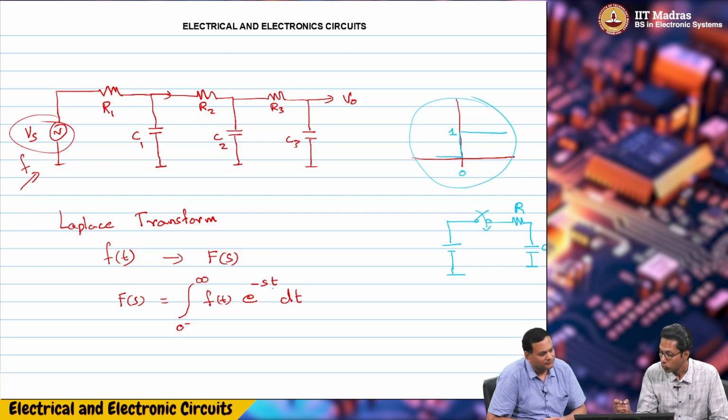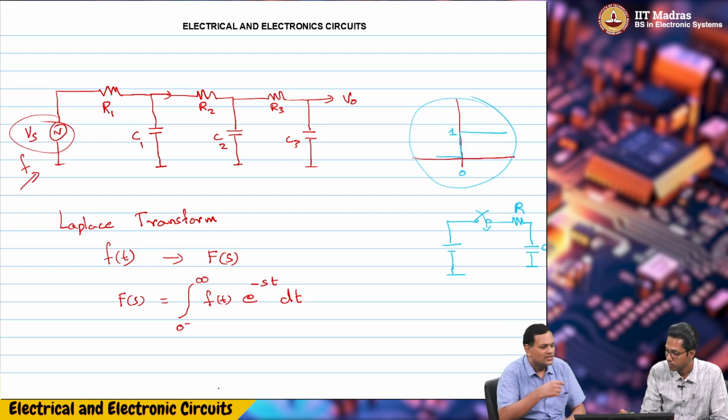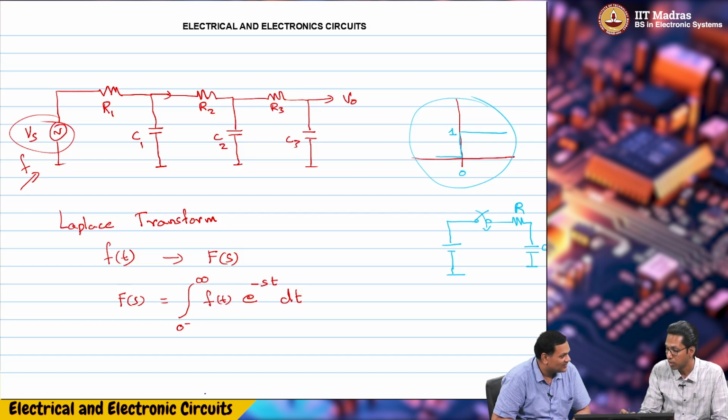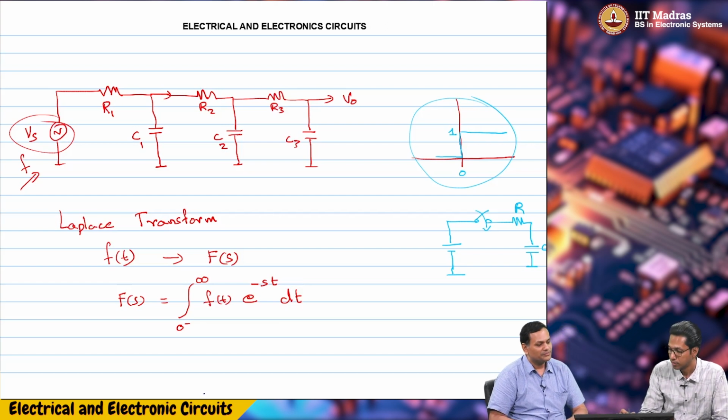Oh, and then what about this S? What is that S? So you are saying that if you have a function small f of t, the Laplace transform is capital F of s.